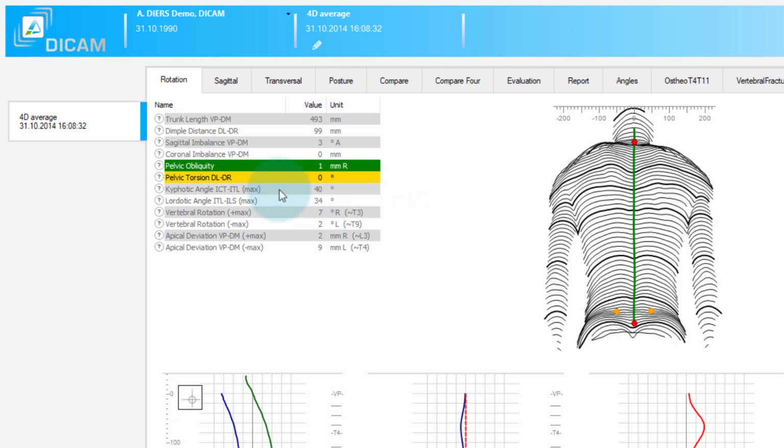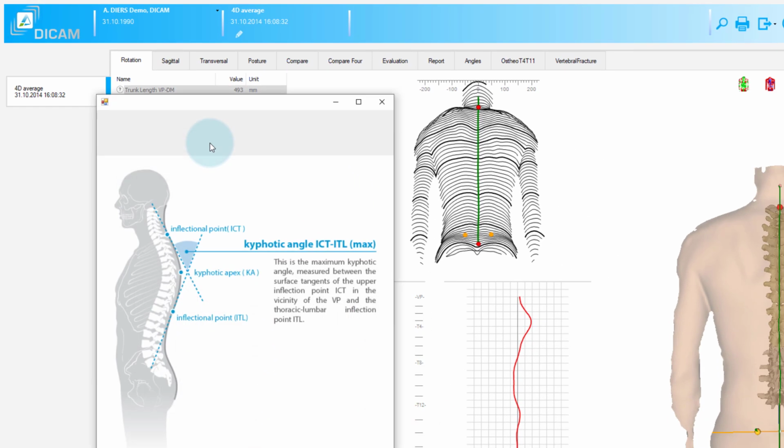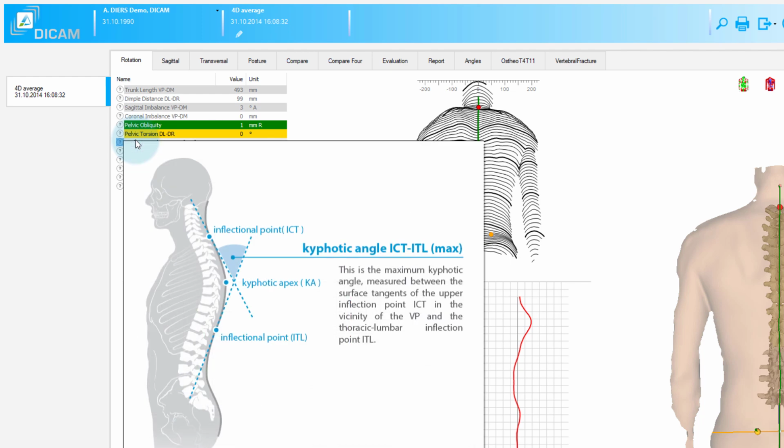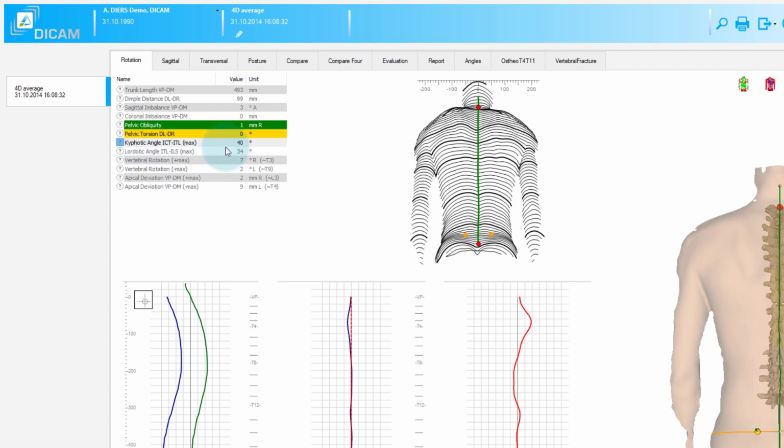In addition, you can pull up an illustrated explanation by double-clicking on a parameter. This may assist you in interpreting or communicating your findings to a patient. Close the window by clicking on the X. Alternatively, this function is available by hovering the mouse over the question mark symbol to the left of the respective parameter. Please note, however, that you need a steady hand and a monitor that is not too small.